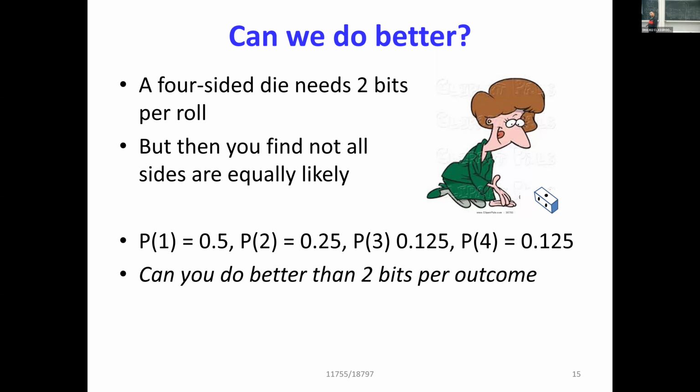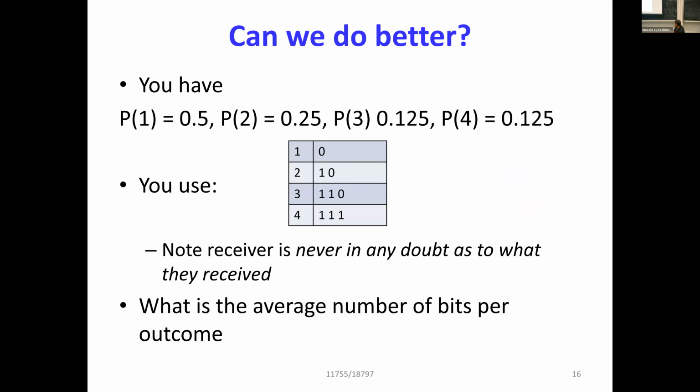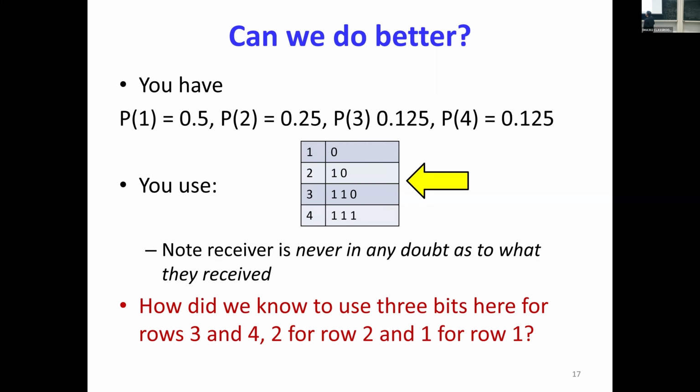Every time you get this, you know exactly, if I get a 0, then the sequence of bits until the 0 tells me the number, unless I get 3 1s, in which case I know it's a 4, right? So there's something magical over here. So this works, right? The receiver is never in any doubt as to what they received. And what is the average number of bits per outcome? If you work it out, that comes to 1.75.